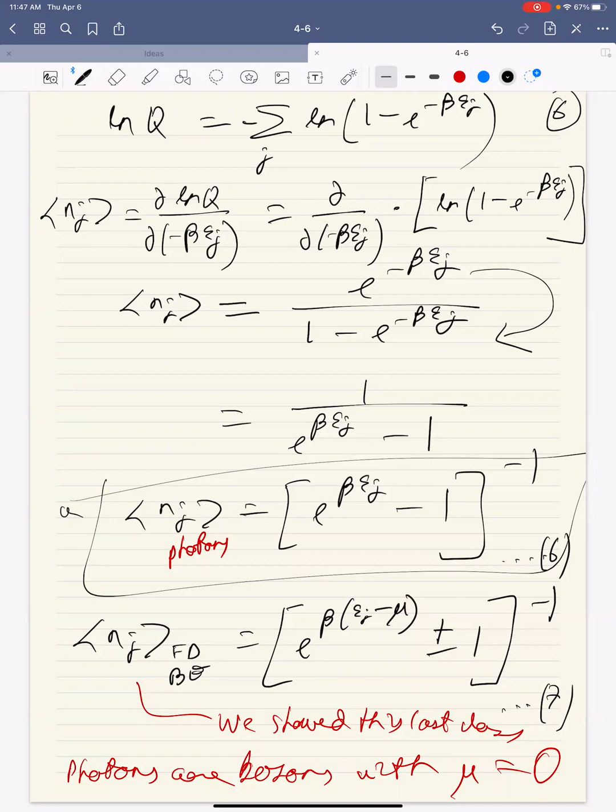Photons are bizarre. But these are ideal gases, right? Whatever we derived is using ideal gas, but photons turned out to be like that even in reality. They just come and go in and out.